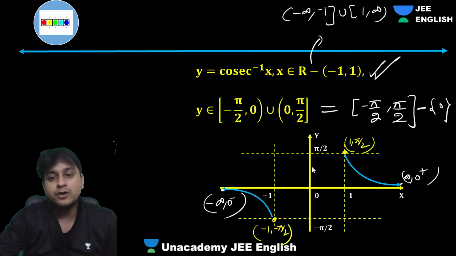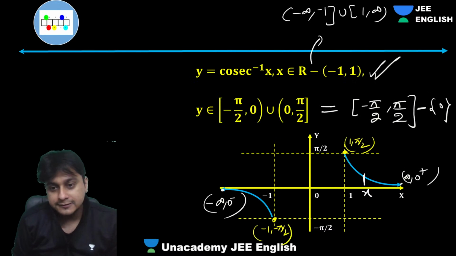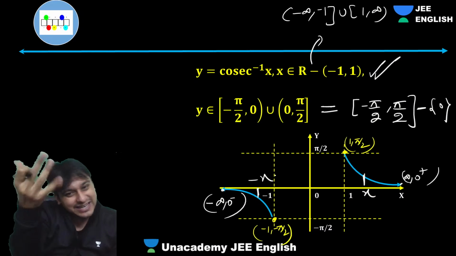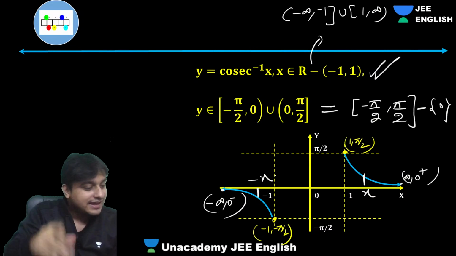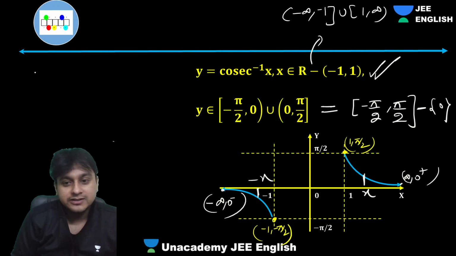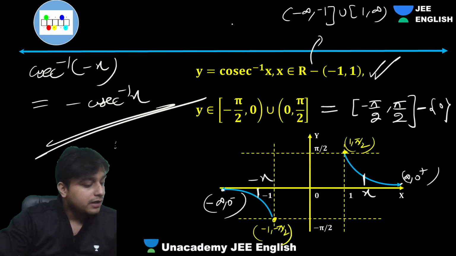Whereas this graph is what? Symmetrical about 0, right? This is x, this is minus x, right? So cot, sec or cos, all three are like same. Whereas sine, tan or cosec are like same. Okay, so you can see here that you can also say that cosec inverse of minus x will be minus cosec inverse x. Clear everyone? Understood?